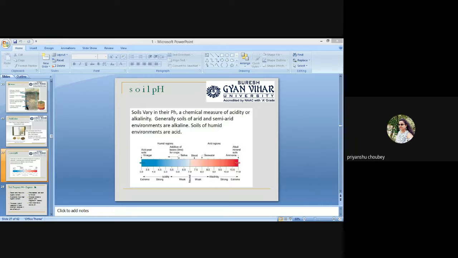Soil acidification means the addition of acidity to the soil. Acidification occurs naturally, but faulty agriculture practices also enhance this process. Soil pH is a measure of the soil solution's acidity or alkalinity. By definition, pH is the negative logarithm of the hydrogen ion activity of the soil solution.